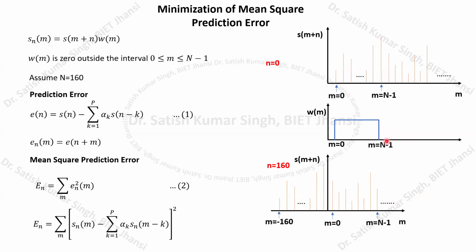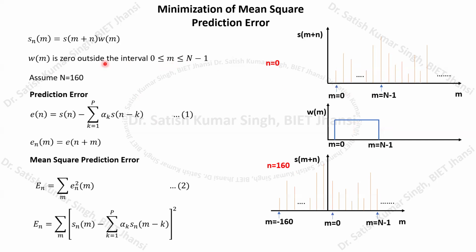So either you can shift the window or you can also shift the signal. The point is that we have to only consider that particular frame in which we are going to perform our evaluation to get the values of alpha k. So either you can shift this signal or you can shift the window.